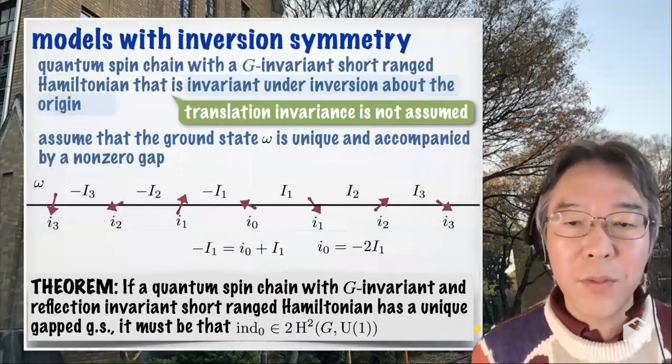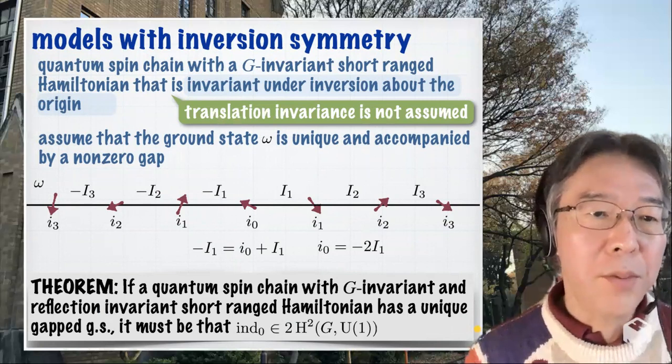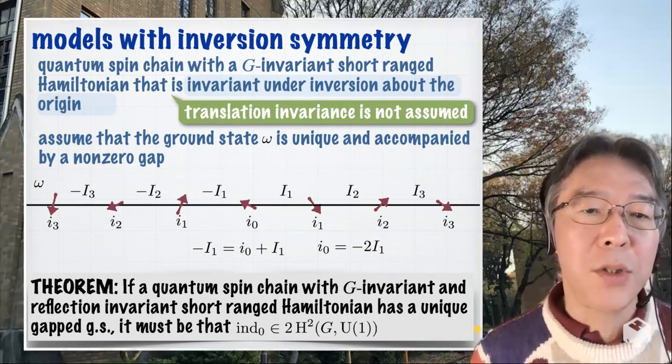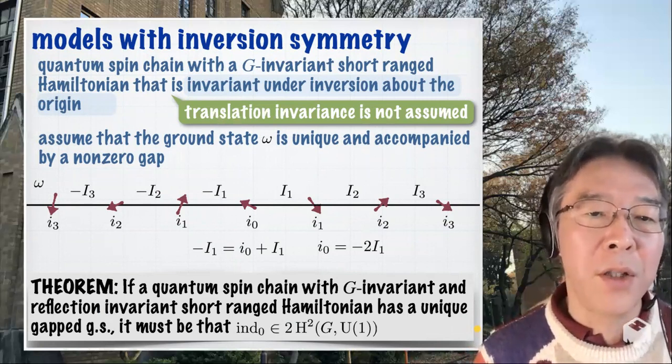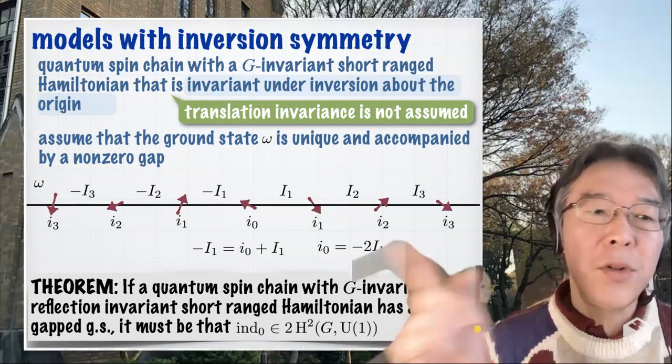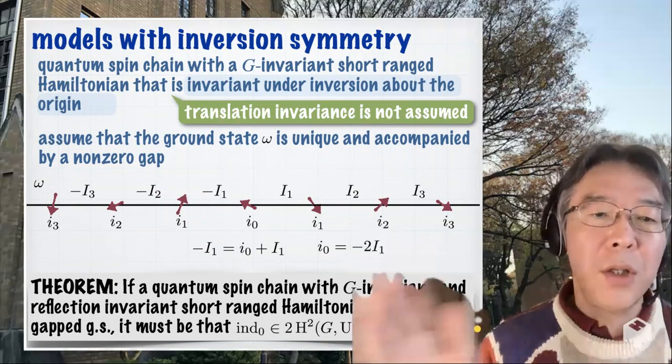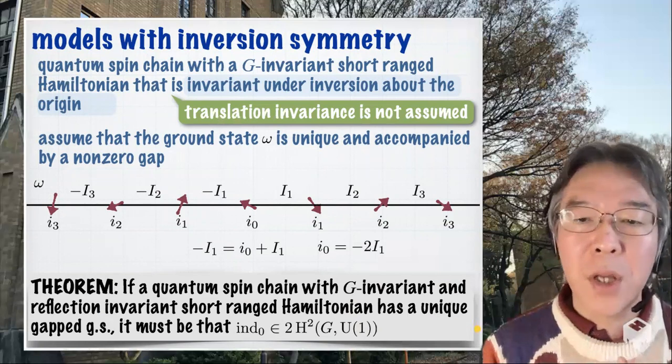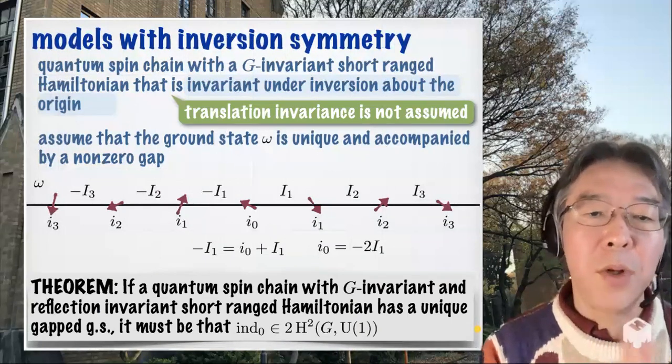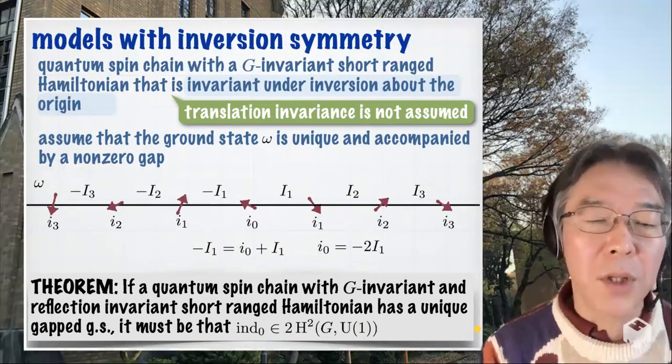We consider a different type of theorem. So we consider a quantum spin chain with a G-invariant short-range Hamiltonian that is invariant under inversion about the origin. And we do not assume any translation invariance. And we again assume that the model has a unique gapped ground state omega.